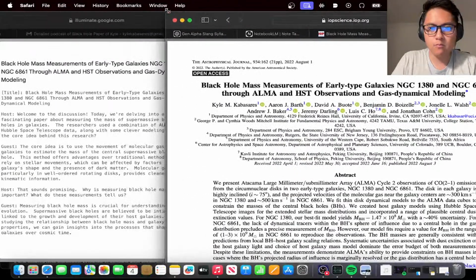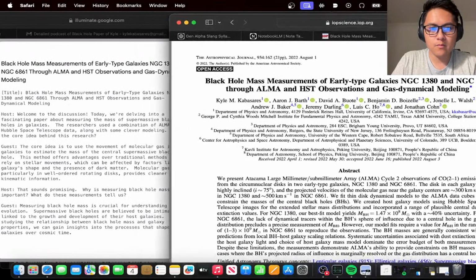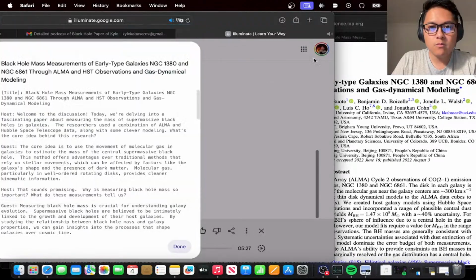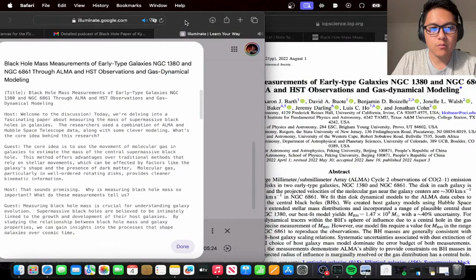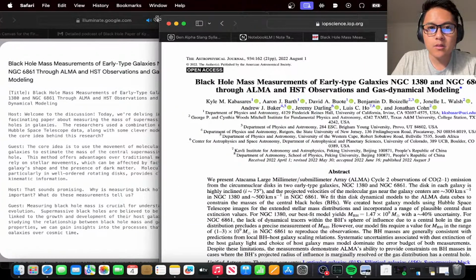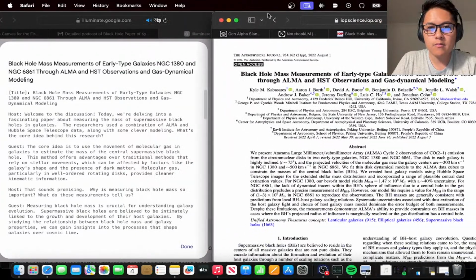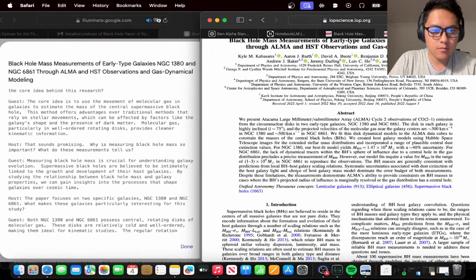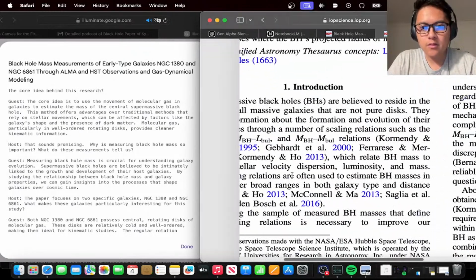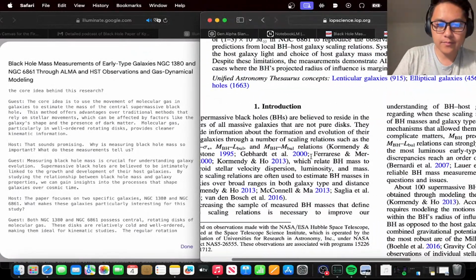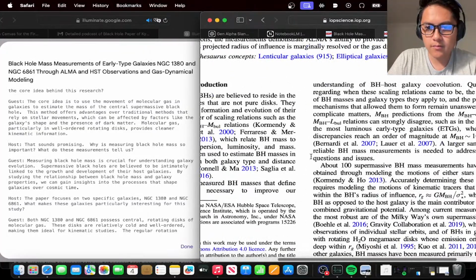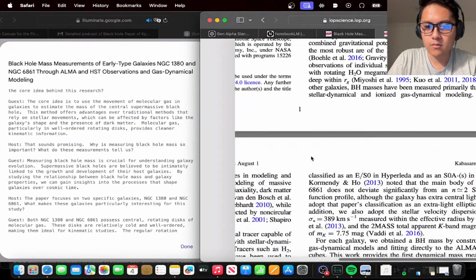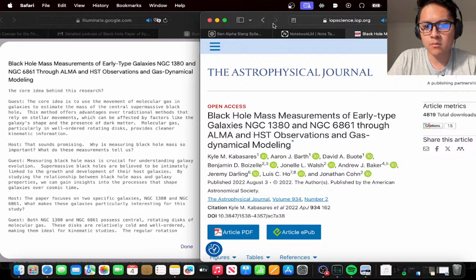Molecular gas, particularly in well-ordered rotating disks, provides cleaner kinematic information. That sounds promising. Why is measuring black hole mass so important? What do these measurements tell us? Measuring black hole mass is crucial for understanding galaxy evolution. Supermassive black holes are believed to be intimately linked to the growth and development of their host galaxies. By studying the relationship between black hole mass and galaxy properties, we can gain insights into the processes that shape galaxies over cosmic time.